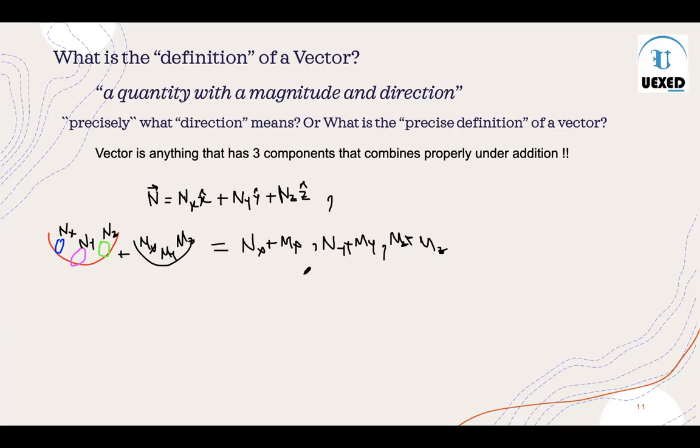But as we had already answered, this is really not a vector because we don't know about the direction. This is not a directional quantity. So in physics, it is very important to have a precise definition of direction.